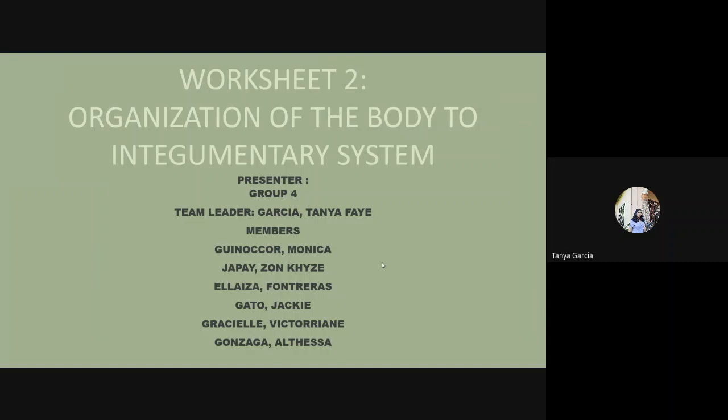We are Group 4 and we are here to present Worksheet 2, Organization of the Body to Integumentary System. First of all, I'm Tanya Garcia, the first reporter for Group 4. I'm going to tackle the part on the cells and their functions.